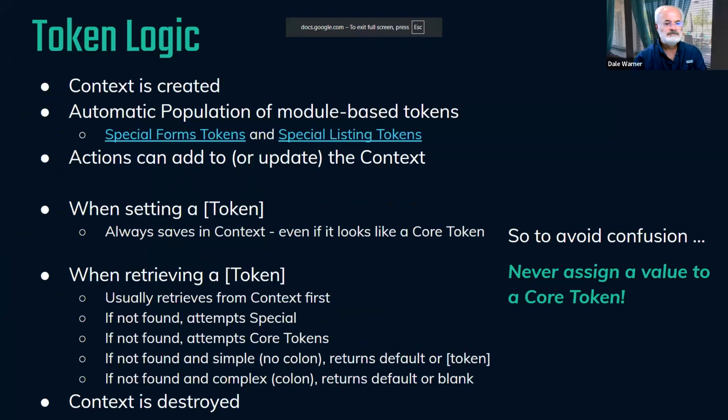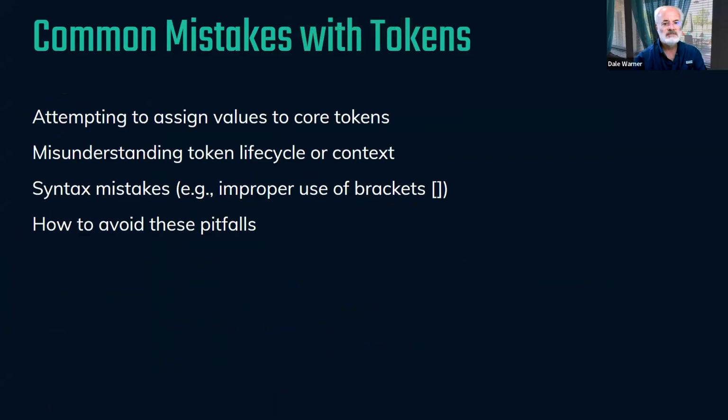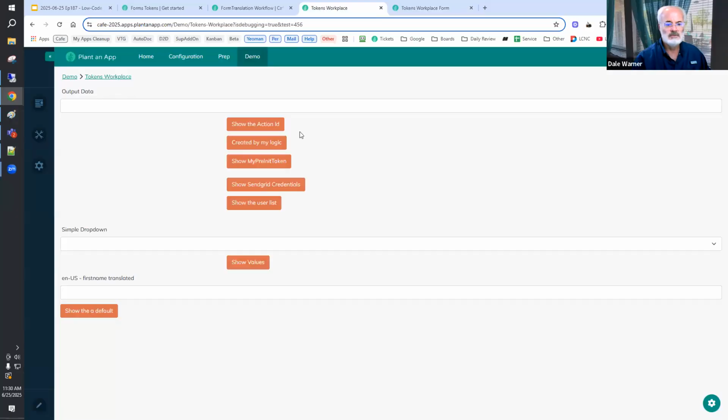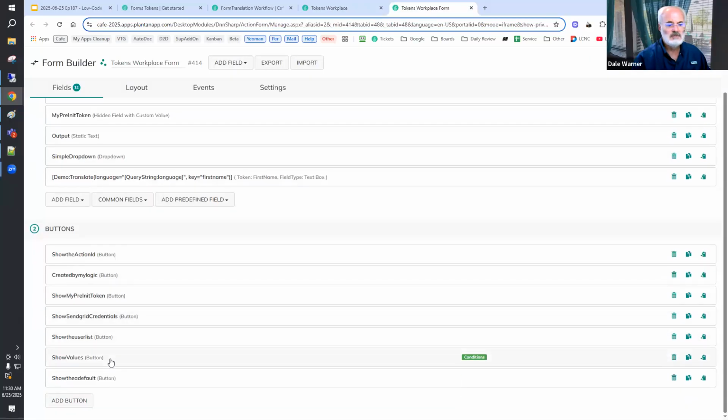All right, let's see if I can blow through the rest of these. So we've already talked about some common mistakes with tokens: if you try to assign a value to a core token, it doesn't do what you think it's going to do, and it will confuse you. Another common misunderstanding is if you don't understand when the life cycle starts or gets destroyed, that's going to confuse you, so you need to understand that.